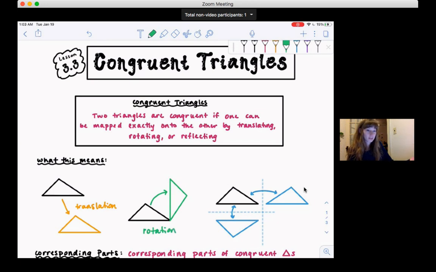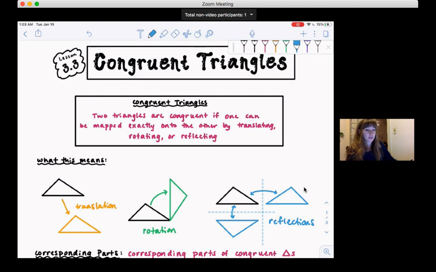And then a reflection is you flip it. So maybe we flip it side to side. So now we create a mirror image over here. Or maybe we flip it up and down. So we create a mirror image down there. So these are reflections. And we can also do combinations of these. So you might translate and rotate, or you might reflect and rotate and translate.